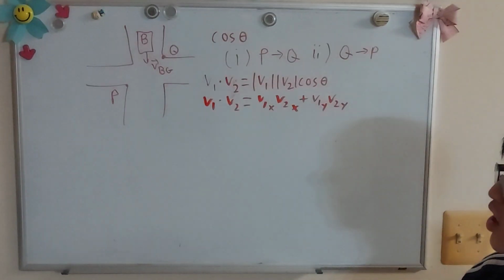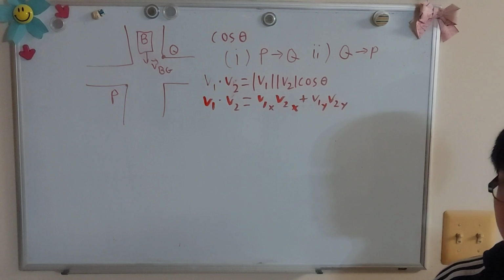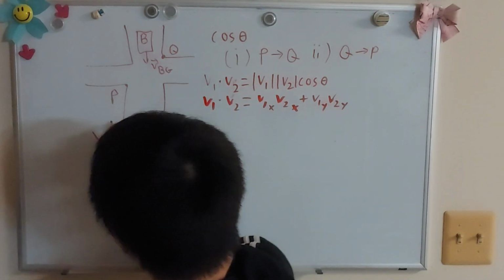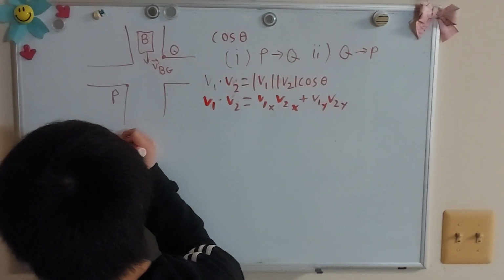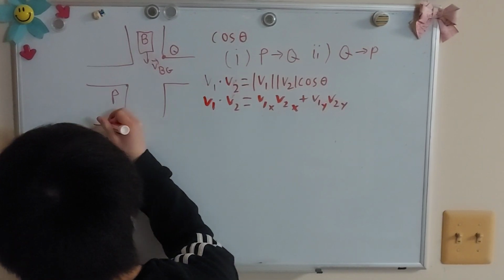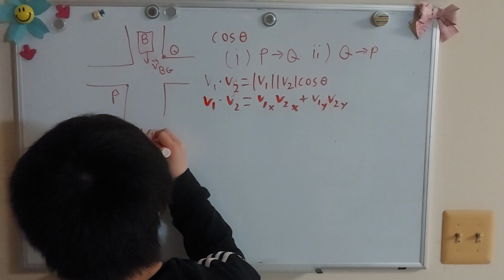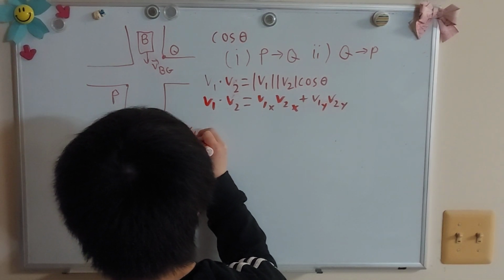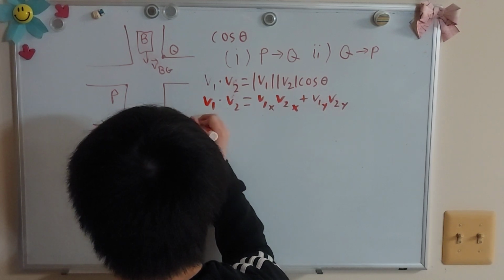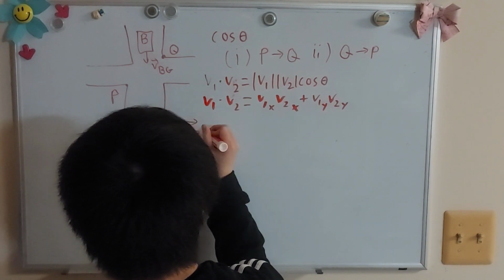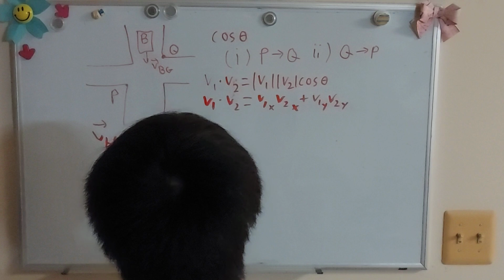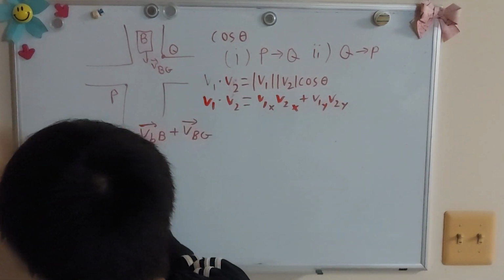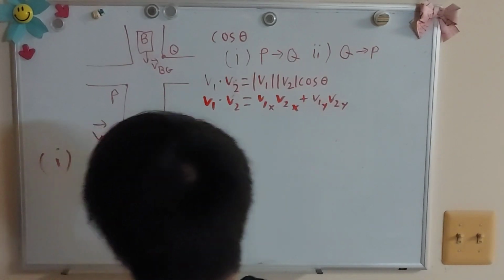So, to find the velocity of the ball relative to car B in each case, we recognize that the velocity of the ball relative to the ground is equivalent to the velocity of the ball relative to car B plus the velocity of car B relative to the ground. So let's look at case 1 first.